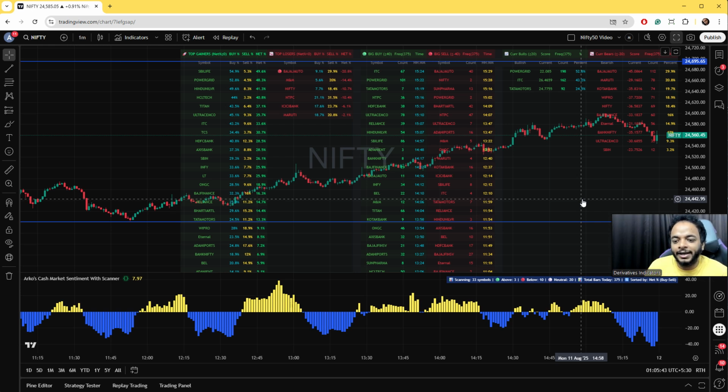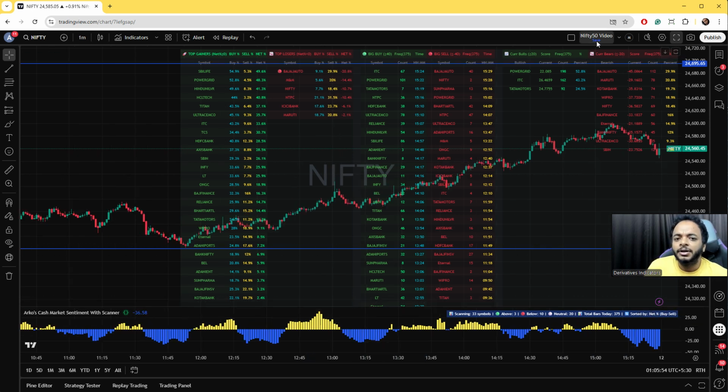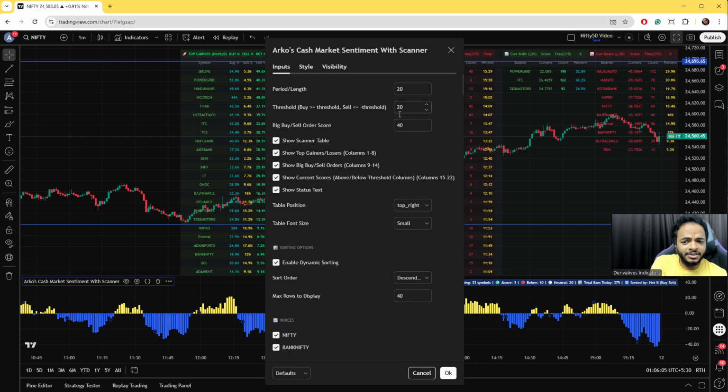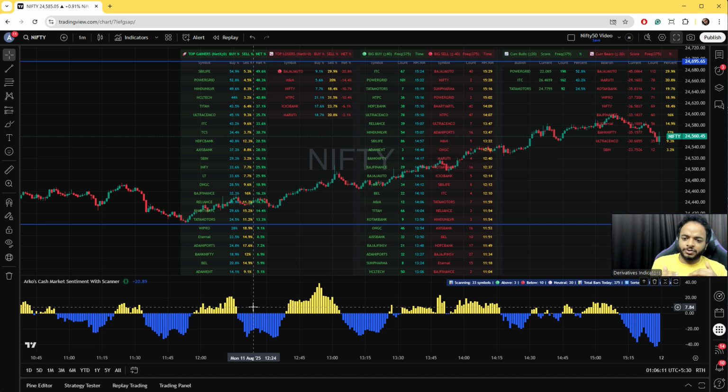I always say, don't believe my words. You go and check out the live performance, and you see that it's working, and that's why we are going with the scanner. Now, coming back to the scanner, the buy percentage is determined through that score. You can also change this 20. The cash market sentiment indicator gives a score from -100 to +100.